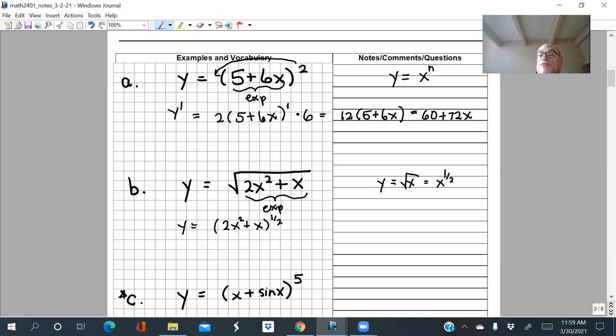And again, I'm going to differentiate using the power rule, except the power rule is going to be a little bit more complicated here. All right, so let's take the derivative. Let's find y prime. Bring the 1/2 down, just like you do with the power rule. So 1/2 times 2x squared plus x to the, what do you do with the exponent now?